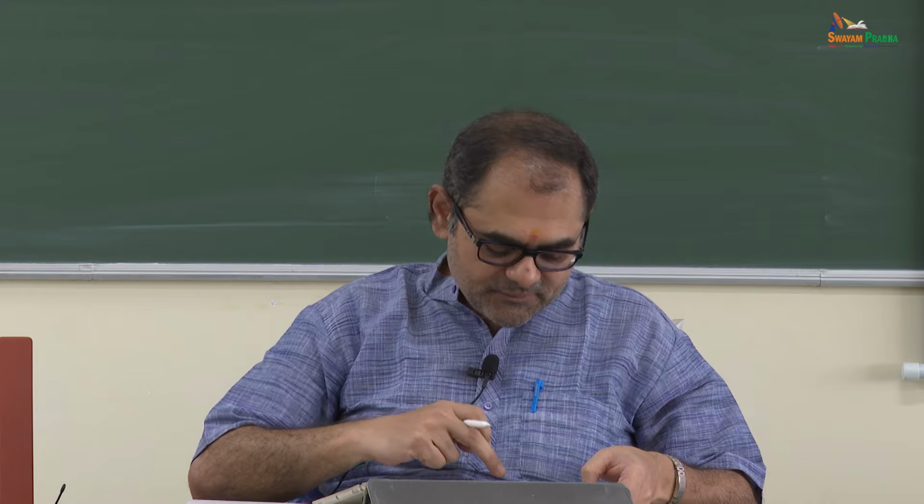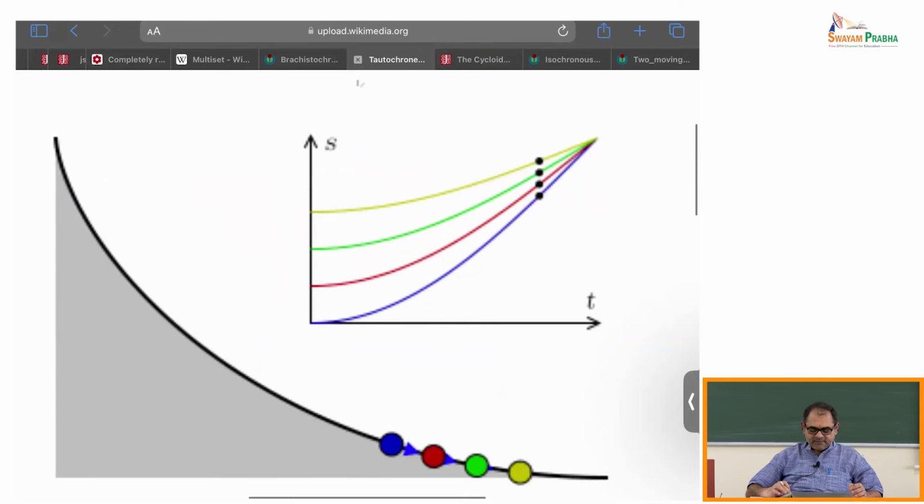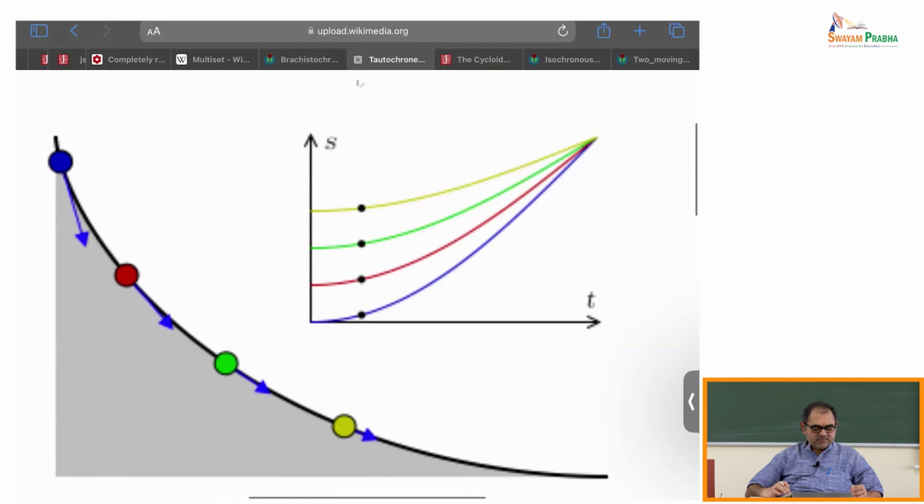So again, there is a nice picture I want to show you. It's not here, sorry. So here it is. You can see that there are 4 beads: blue, red, green, and yellow. They all start at the same point of time, and they all meet at the lowest point. That is, they take the same amount of time, and you can see the velocities are plotted in a separate graph.